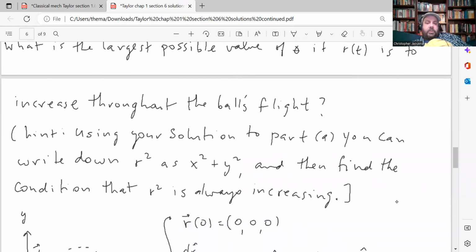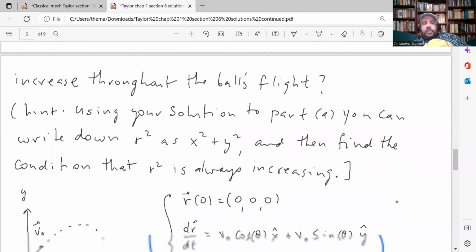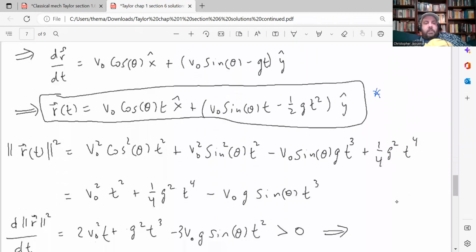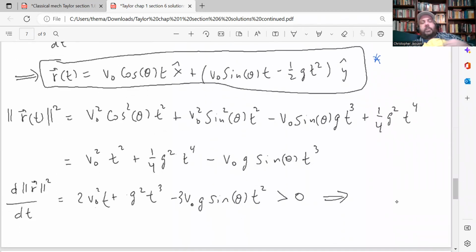He says, using your solution to part A, you can write down r squared as x squared plus y squared, and then find the condition that r squared is always increasing. So that's what I did. Here, taking the sum of this, finding the square of the length of r of t, you just square the different components, so you get this. And when you simplify everything, you end up with this expression here.